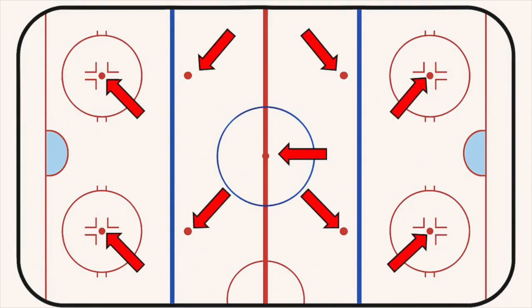Let's talk about these circles and dots that are all over the rink. These mark where face-offs take place, where play restarts after a whistle. Where the face-off happens depends on why play stopped. Offsides, icing, penalties, or a goal.